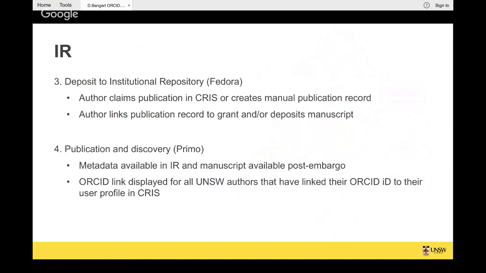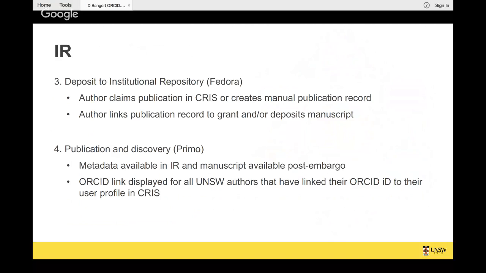Okay, so once that link is established in the CRIS system, the researchers can deposit to the institutional repository. Our IR is a Fedora repository known locally as UNSWorks. To deposit a work to the repository, the author first claims the publication in the CRIS or creates a manual publication record. They can then link the publication record to a grant, for instance, funded by one of our major funding bodies in Australia, and they can also deposit the manuscript.